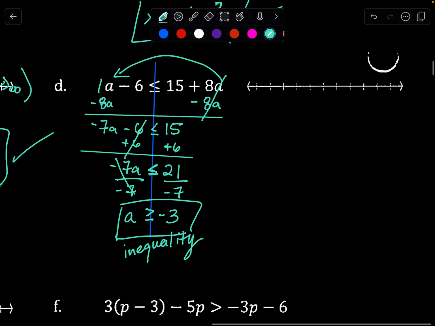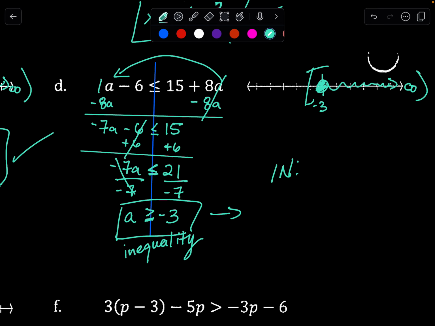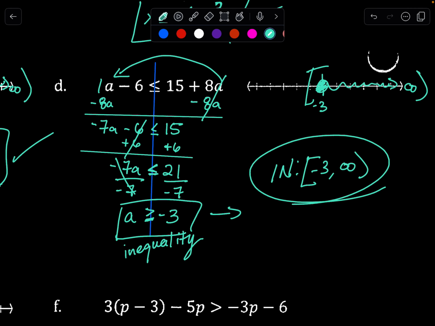Next thing that we're going to do, go to the number line just like last time. Negative 3, doesn't matter where I put it. Open or closed? Well, it looks like we have an equal sign here, so fill in the dot, going towards the right-hand side because the inequality is pointing that direction. Infinity on here, parenthesis. So our interval notation is negative 3, comma, infinity. Those are your three answers right there, with the number line. Okay?